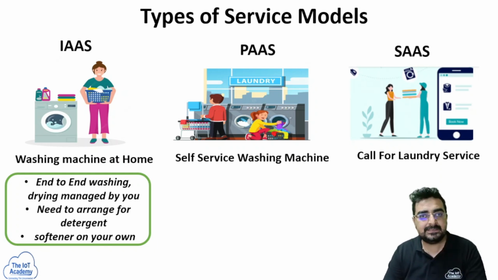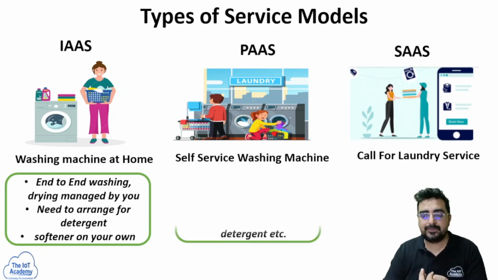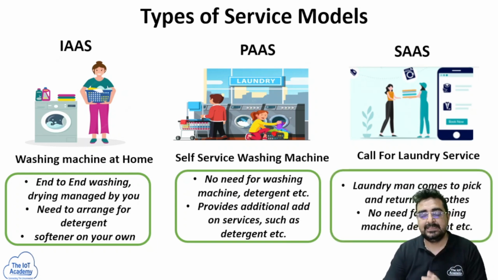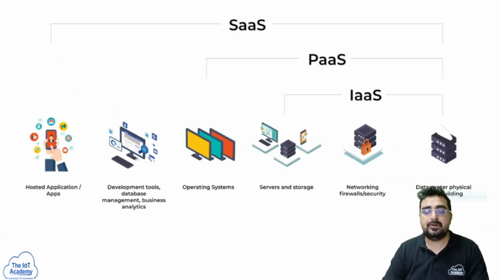Similarly in platform as a service, we will use the platform given by the service provider. So in PaaS, there is no need for a washing machine or detergent; we get additional add-on services such as detergent. And the next is software as a service. Nothing is managed by us, everything is managed by the software. Means the laundryman comes to pick up and return the clothes. There is no need for a washing machine, detergent, like that. Everything is managed by the software. So the same type of model is available in cloud computing.